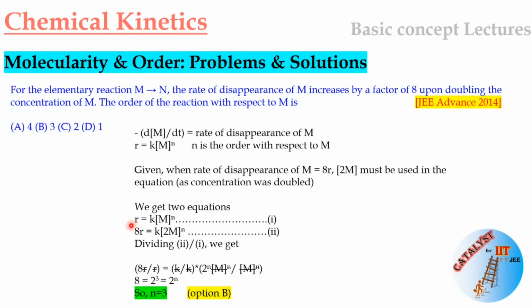So if we try to form two rate equations, we get R equal to k[M] to the power n, and the second equation becomes 8R equal to k, the rate constant, and here instead of M you need to put 2M, and the order of the reaction stays the same. Now dividing 2 by 1, we get that the n value is equal to 3. So the order of the reaction with respect to M is 3. So option B is your correct answer.